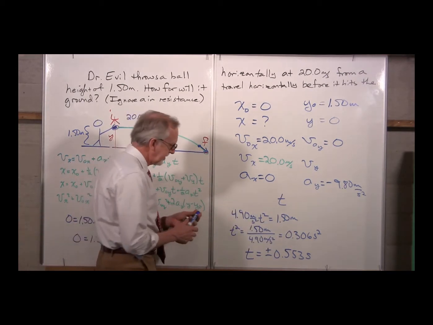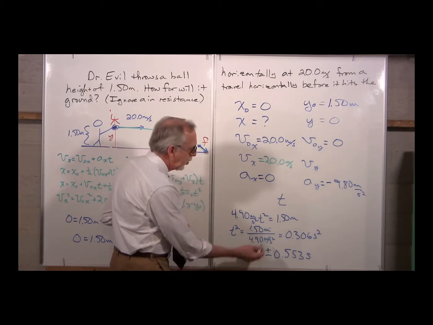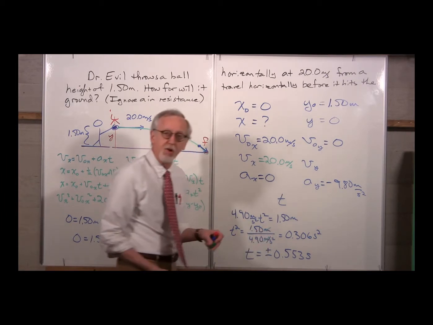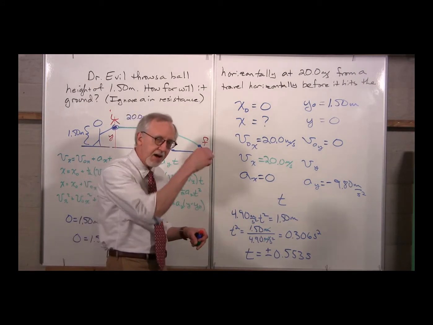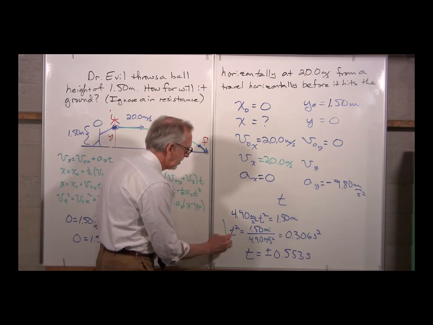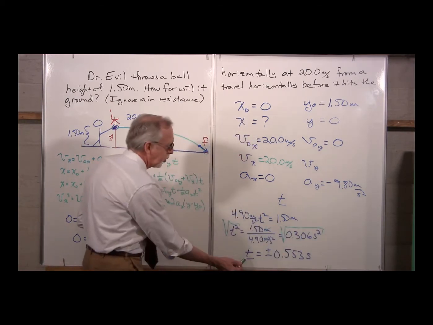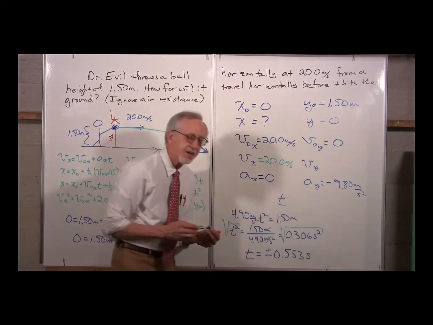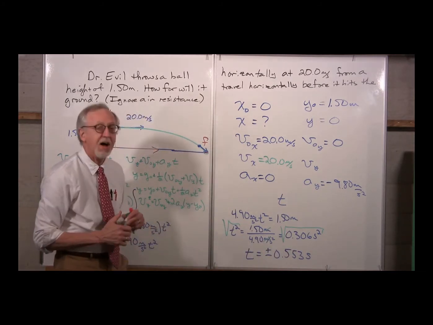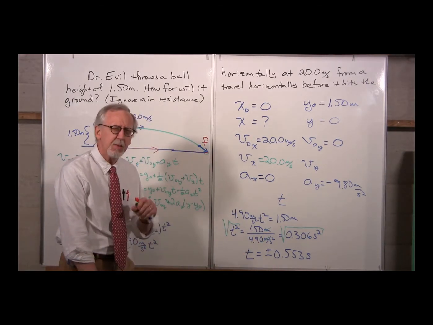0.306. Notice the meters over meters cancel. We have 1 over second squared, which brings it back up into the numerator, second squared. We take the square root of both sides, and that leaves us with t is equal to plus or minus 0.553 seconds.